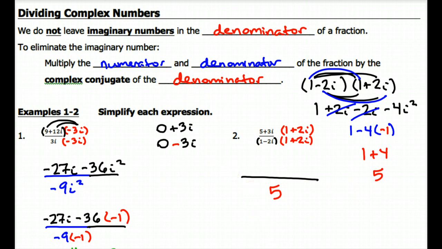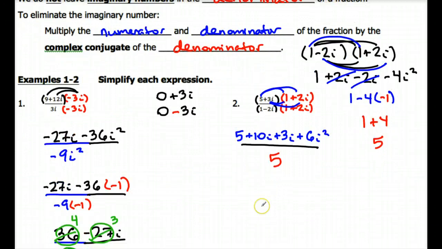Now I'm going to go ahead and multiply my numerator out. And to multiply your numerator, you're going to have to do FOIL like normal, because again, these aren't conjugates of each other. So I've got 5 plus 3i times the quantity 1 plus 2i. Let's go ahead and multiply that out like normal. 5 times 1 is 5. 5 times 2i is 10i. 3i times 1 is 3i. 3i times 2i is 6i squared.